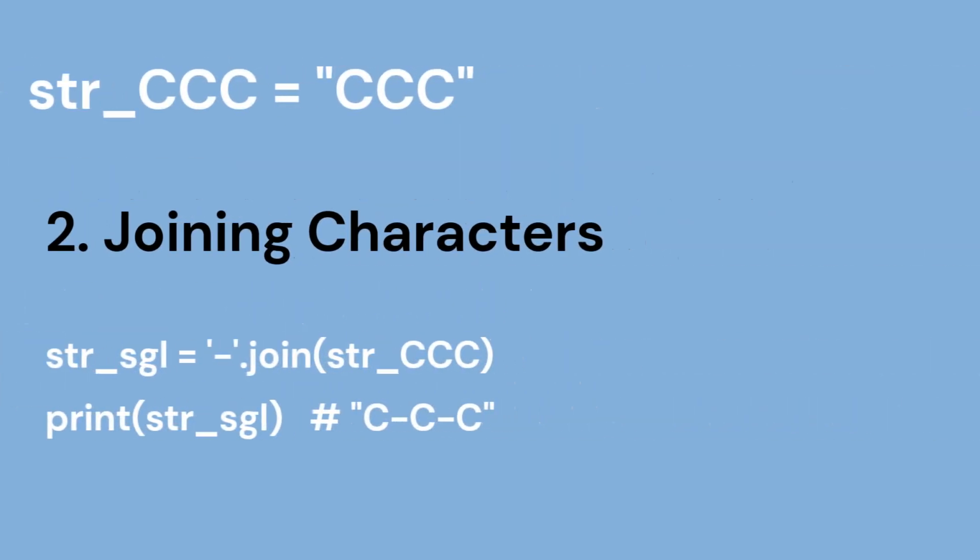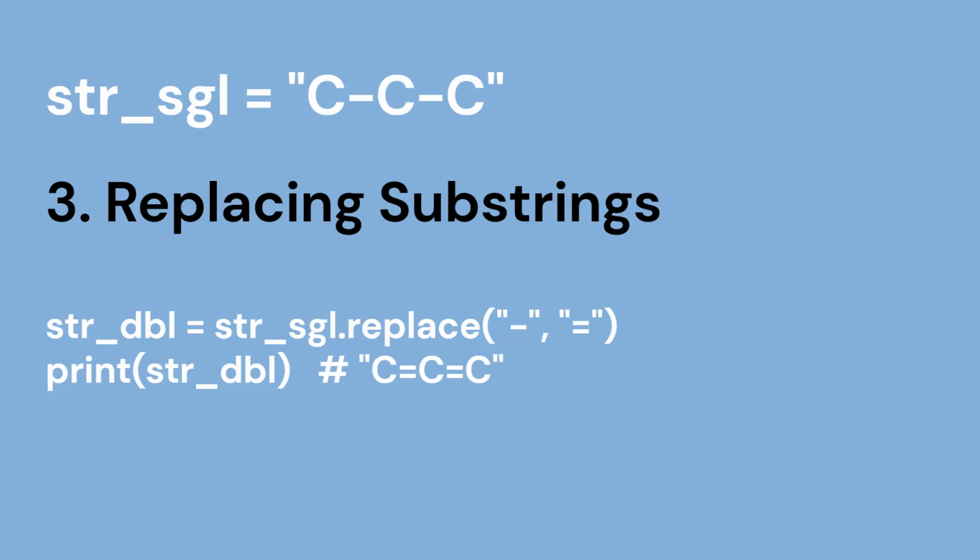2. Joining characters. string_single = "-".join(string_CCC). Print string_single gives C-C-C. Here, join inserts a separator between characters. You can use any separator, even long strings. It's like building bonds between atoms. 3. Replacing substrings. string_double = string_single.replace("-", "="). Print string_double, which gives C=C=C. Now we've replaced single bonds with double bonds. Voila! Carbon chain with double bonds.